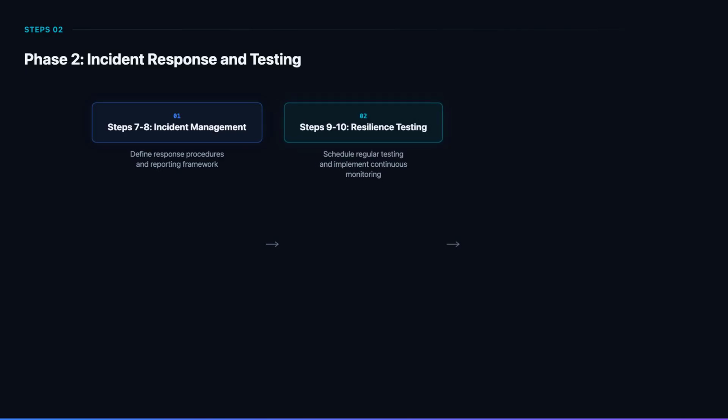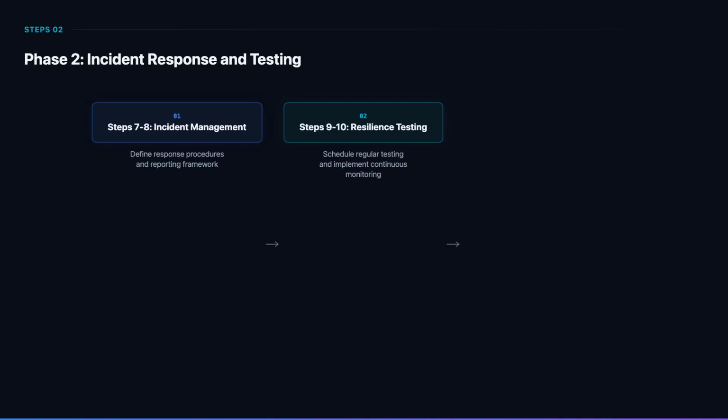The second phase builds incident management capabilities and establishes the resilience testing program. Steps 7 and 8 define incident response procedures and the reporting framework. Establish classification criteria for ICT incidents, create response playbooks, define notification timelines to authorities and clients, and build root cause analysis processes.